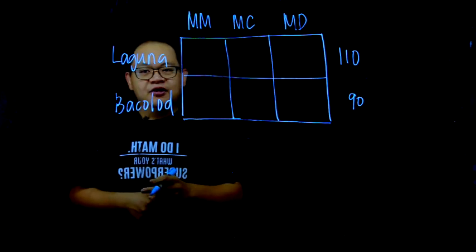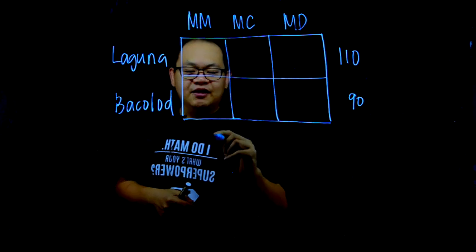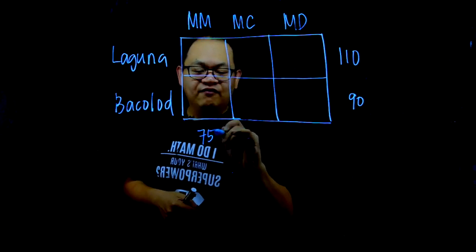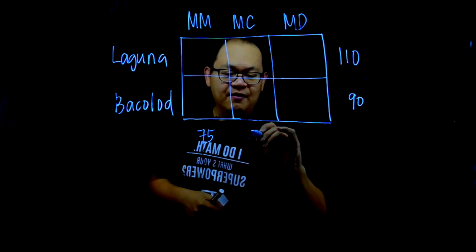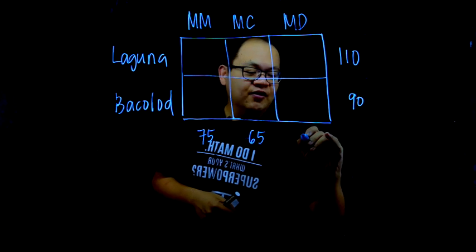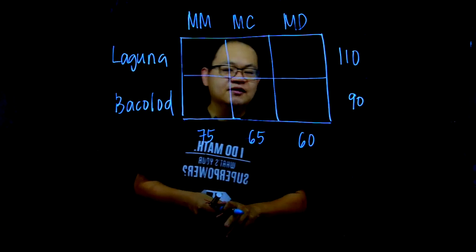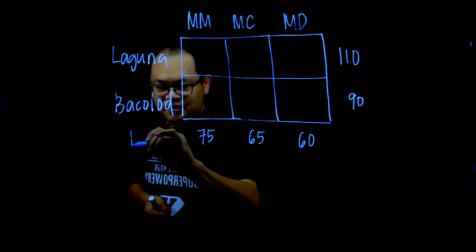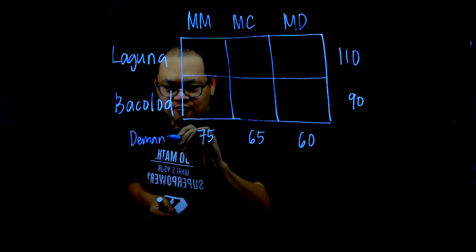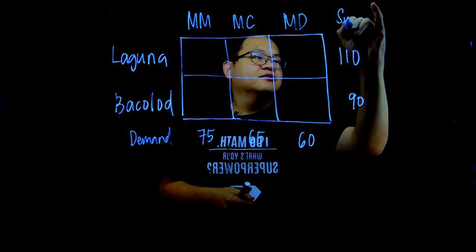On the other hand, according to the marketing department, let's say Metro Manila has a demand of 75 units, Cebu has a demand of 65 units, and Davao has a demand of 60 units. Okay? So these are your demand, and these are your supply.